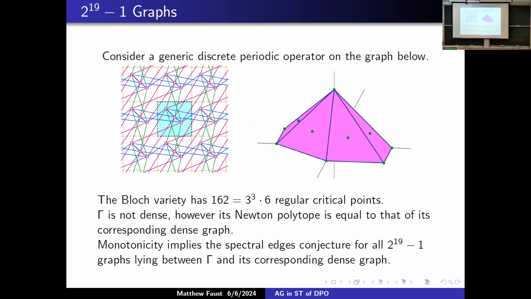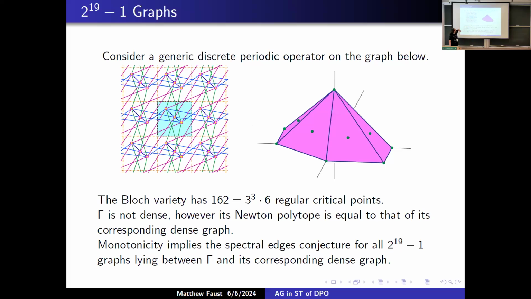All right. And since a lot of this conference has revolved around using computation to prove things in algebraic geometry, I wanted to mention one of the parts of our papers where we compute the following example, and through one computation we're able to show that at least the spectral edges non-degeneracy conjecture, so just those first two conditions, isolated and non-degenerate, is true for 2 to the 19 minus 1 graphs.